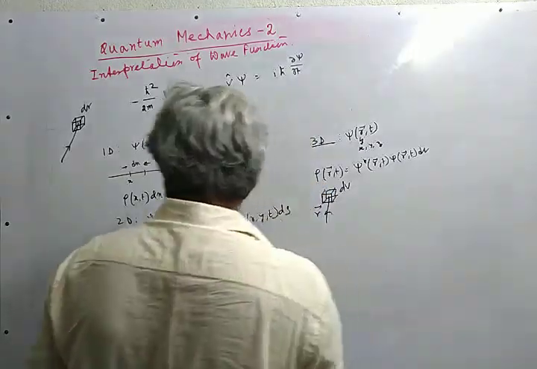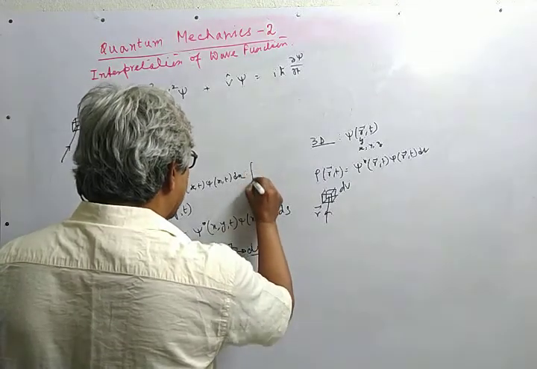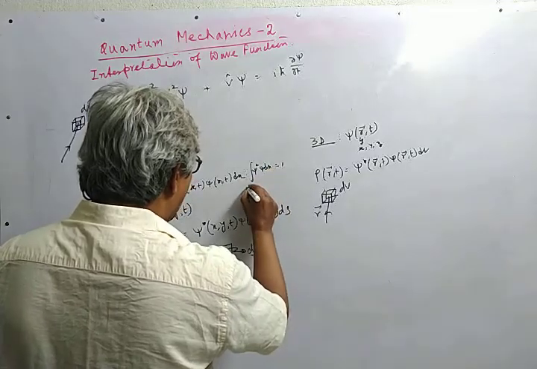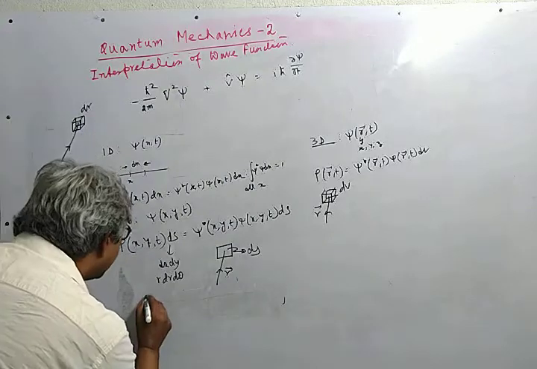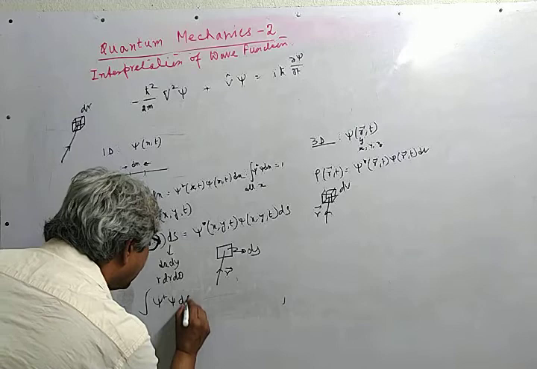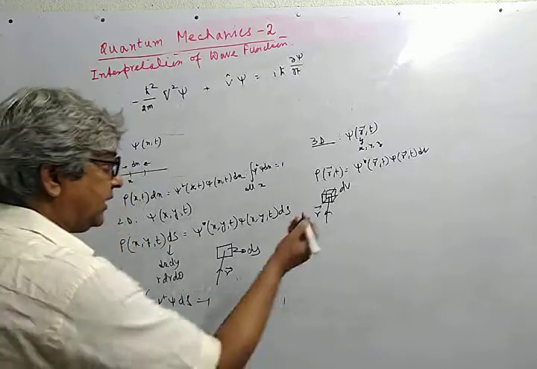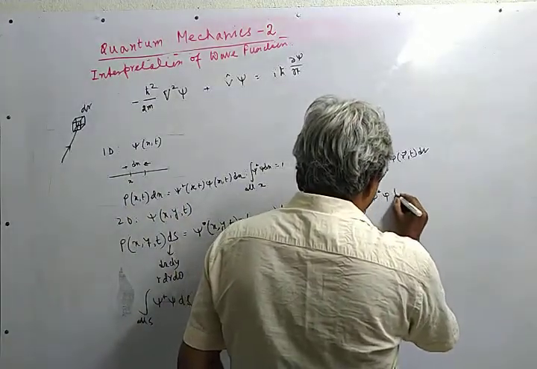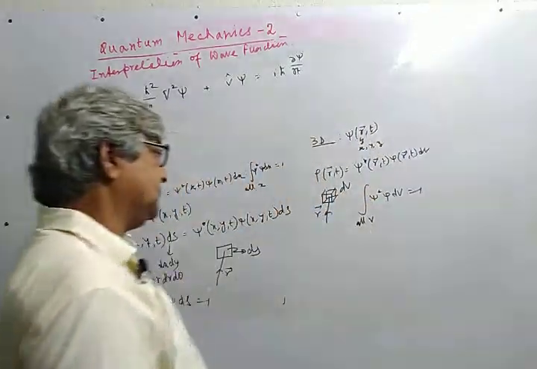And what is the normalization condition? In 1D, the normalization condition reads as the integral of psi star psi dx equals 1, with integration over all x. In 2D, the normalization condition reads as the integral of psi star psi ds equals 1 over all s, and in 3D the normalization condition is the integral of psi star psi dv equals 1 over all v. So all volume is considered.